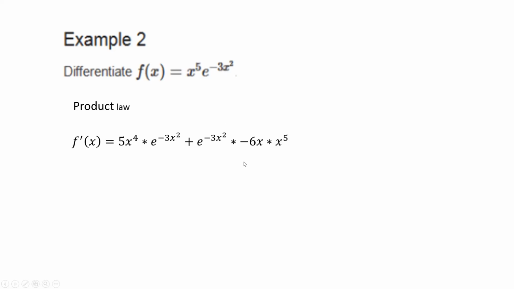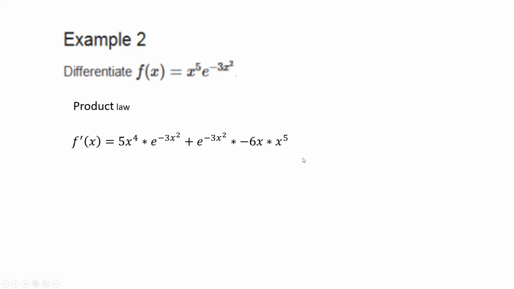Let me go through that again. I'm splitting this up into two parts. I'm going to derive the first, which is the 5x^4, multiply it by the underived second part, which is this. Then I'm going to derive the e to the minus 3x squared, which is just e to the minus 3x squared multiplied by the derivative of the minus 3x squared, which is the minus 6x, multiplied by the x to the power of 5. So hopefully that all makes sense.